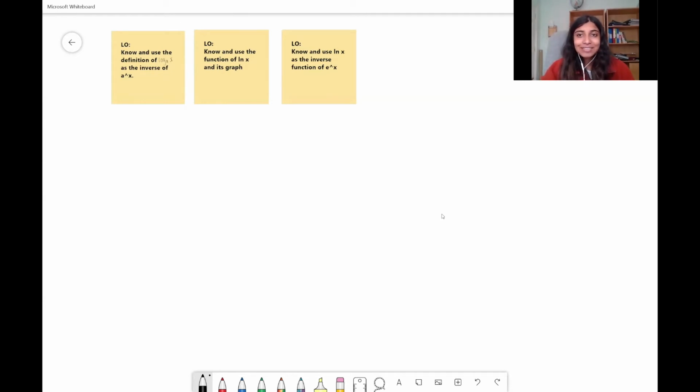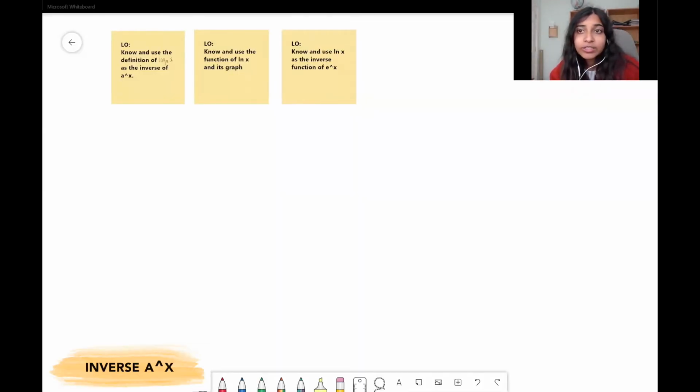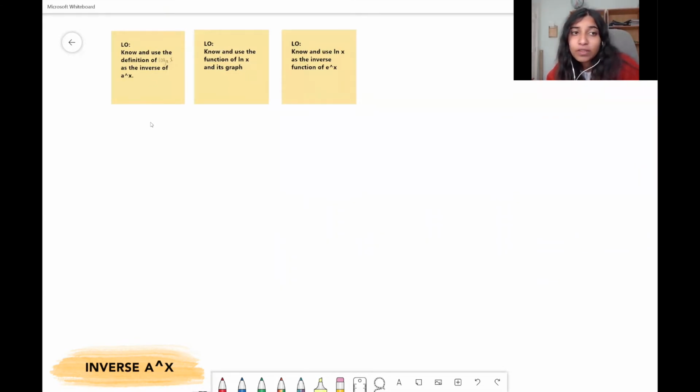But let's get started. So if we move on to the first learning objective, about getting what the inverse of a to the power of x is.